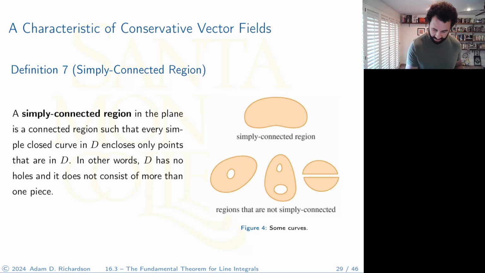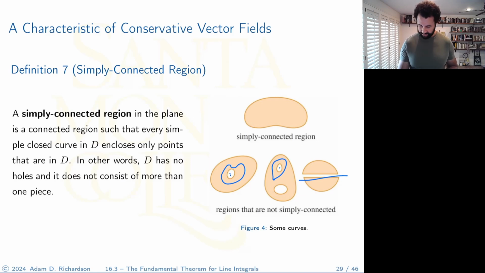The reason is that I can pick a curve, say I could pick this curve right here, and that curve encloses points that are not in the region D, namely these points, right? Same thing over here. I can draw a curve right here, and this curve encloses points that are not in D. So this region cannot be simply connected. And if it's more than one piece, it's definitely not simply connected, right? Because it's going to be split in half, right?